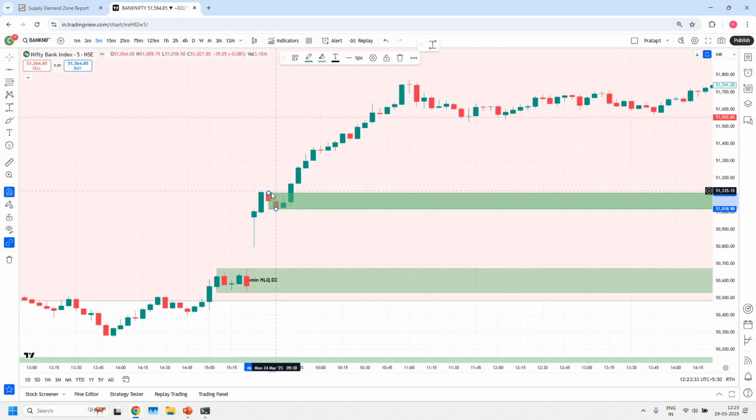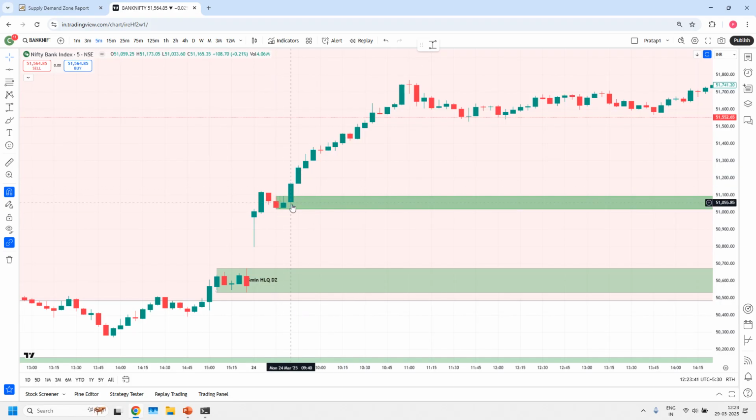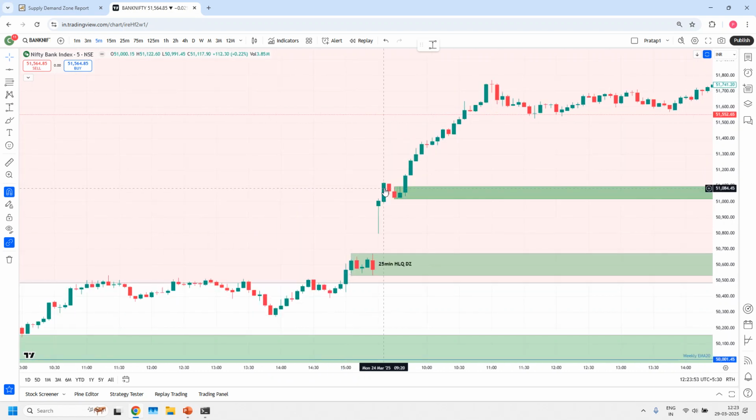But as a human, I applied my judgment. Even though this is a base candle, I still drew my zone like this. This is good enough for me to understand that the imbalance started from here and the follow through continued. See, this is the difference between machine analysis and human analysis. Humans always apply better common sense.